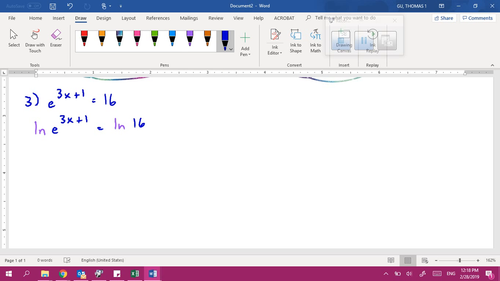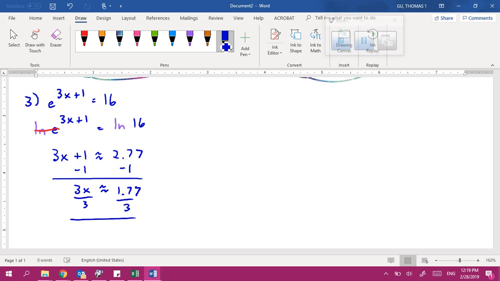All right, so the ln of e on the left side is going to cancel. So we're going to have 3x plus 1, and as approximately, we're rounding here, what's ln of 16? 2.77. There we go. So now we're at 3x plus 1 is approximately 2.77. We just need to solve for x now. How would we do that? That gives me 3x is about 1.77. And the last step here, divide by 3, and so x is approximately 0.59. That's right, very good.